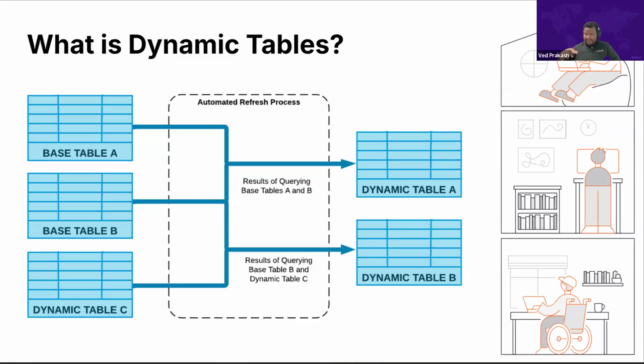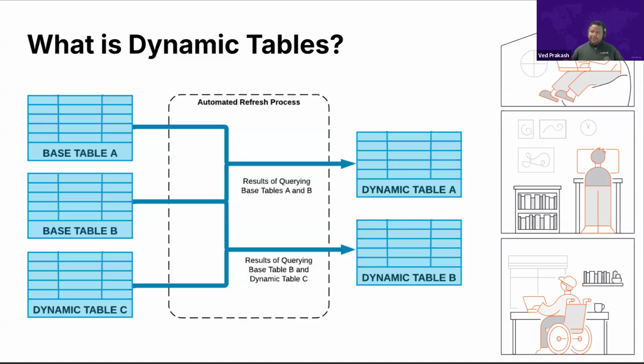So if any of the data sets change between A, B, or C, dynamic table A will get refreshed if the data in table A or B gets changed. Dynamic table B gets refreshed when data in B or C gets refreshed. Although they're defined by a query, a dynamic table stores the result of that query. This makes accessing the transformed data very efficient, right?